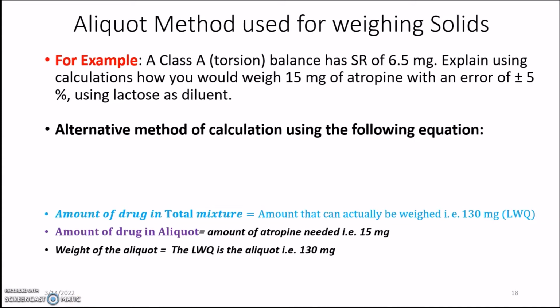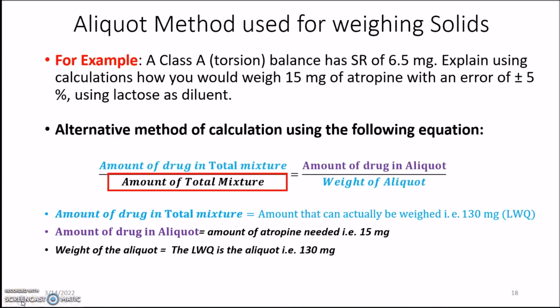So remember, the aliquot is what you're going to remove from the mixture that will contain the amount of drug you want. The amount of drug in that aliquot is what you want but can't weigh, and the amount of drug in the total mixture is the total amount of drug that you're actually going to weigh in order to get what you want.